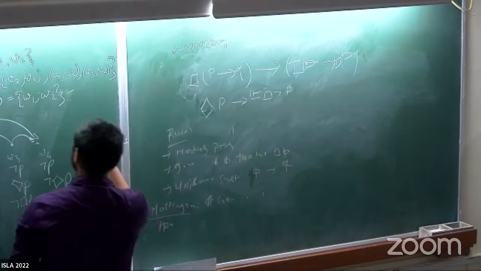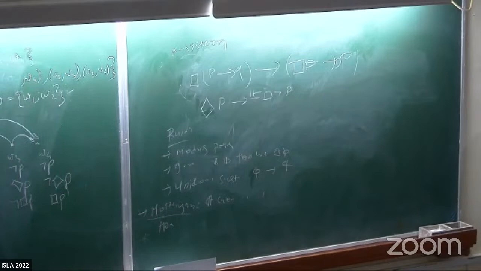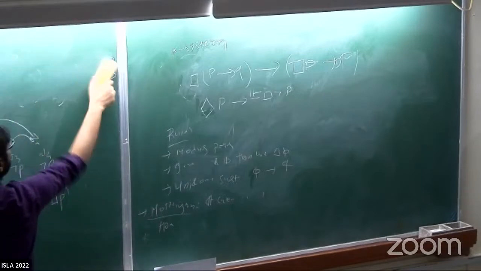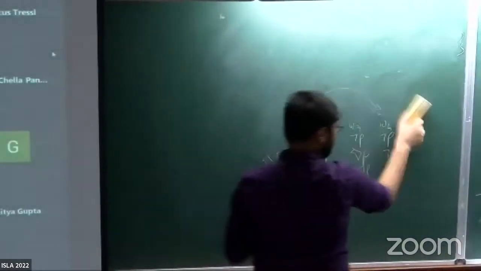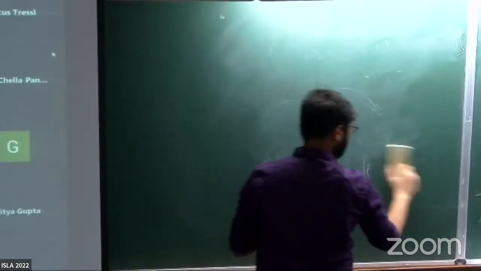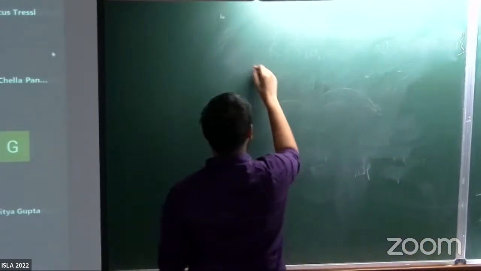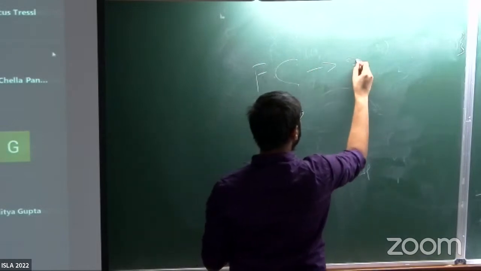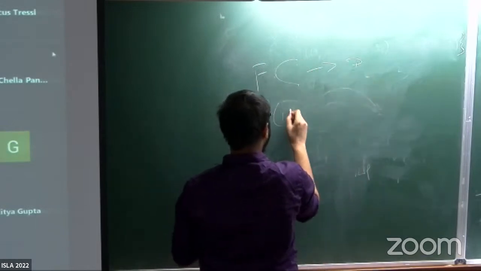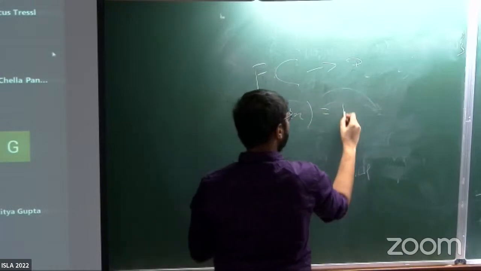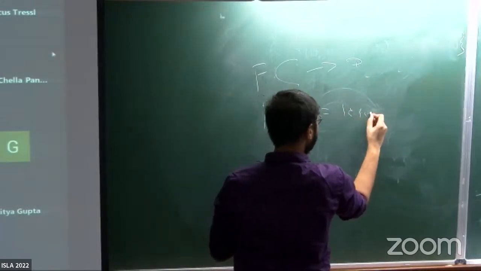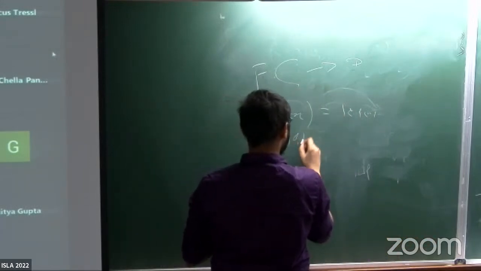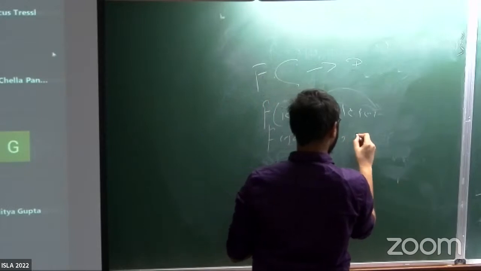Further, now I will go for functors. Functors are maps between two categories such that they follow two conditions. If our functor is F from C to D, then it will follow F of id_x equals id of F of x, and F of g composed with f equals F of g composed with F of f.